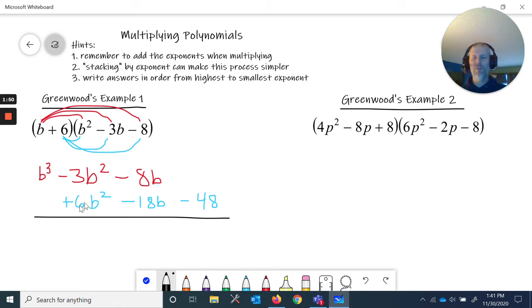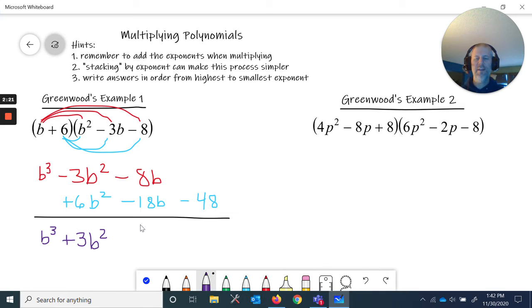So the stacking just means we're going to take the coefficients and add them. I'm going to use purple for my answer. So I just have a b to the third power. Here I've got negative 3 plus 6. Since these are both b squareds, when I add, the exponents stay the same. When I multiply, that's when my exponents get added together. So remember that definition. Negative 3 plus 6 is just positive 3b squared.